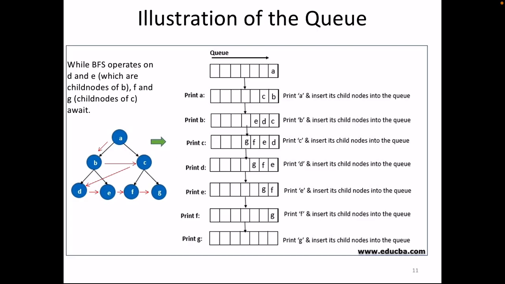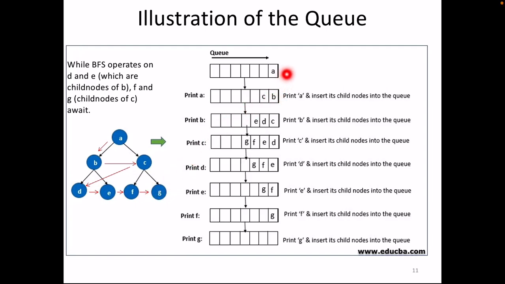So what we have here that we didn't have in depth first search is the queue, and an illustration of the queue. When BFS operates on D and E, the child nodes of B, the child nodes of C, which are F and G, await. That's why they stay in the queue.